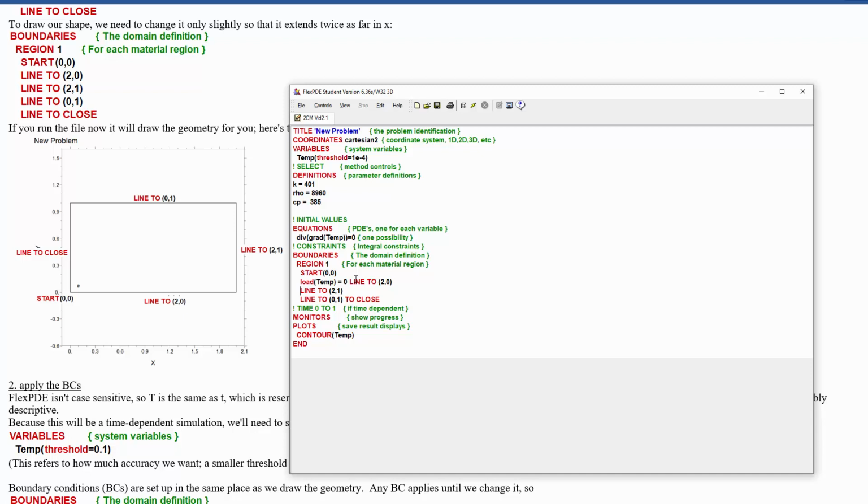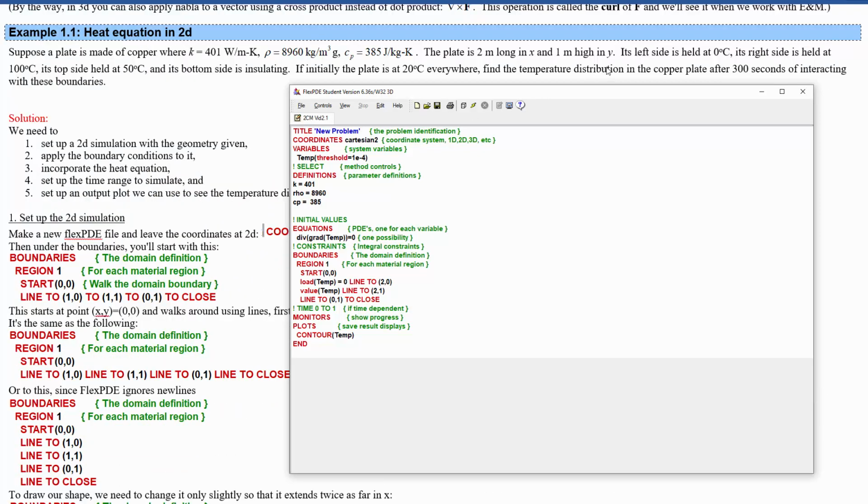Okay, then this next part, we're going to say value of temp. The question told us that the temperature is held to 0 at the left end and is held to 100 degrees on the right side, and the top is 50 degrees. Okay, so we're going to say the value of the temperature. This one, after we're at 2,0 and we're going to 2,1, is the right side. So we'll say value of temperature is 100. And then over here, next one would be from 2,1 to 0,1. That's the top side. Value of temperature is equal to 50.